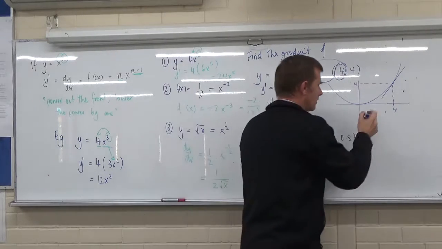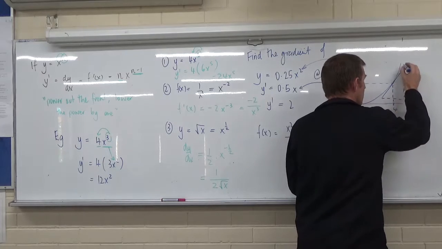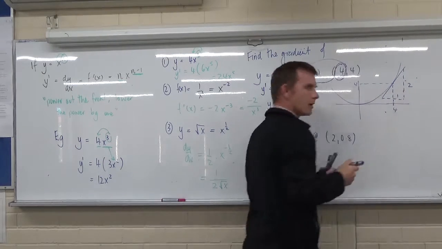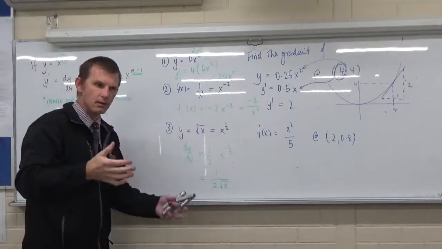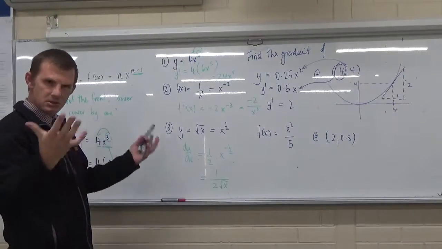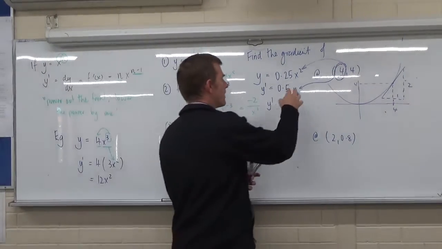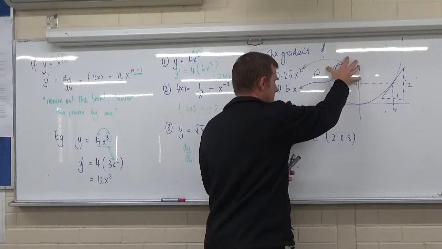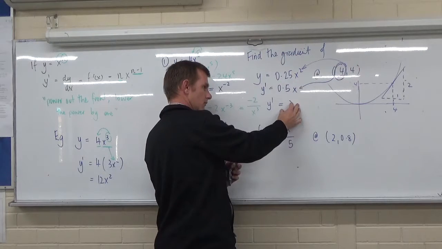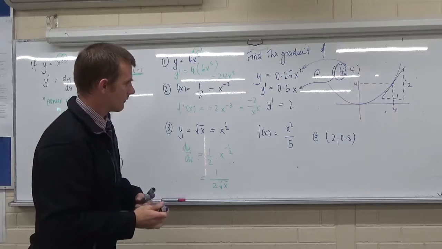What does that mean? Well, it means that this line here would have a rise of 2 and a run of 1, wouldn't it? Because gradient is rise over run. That makes sense? 2 over 1. So the gradient of this function at this point is equal to 2. Okay? Let's do the next one here.